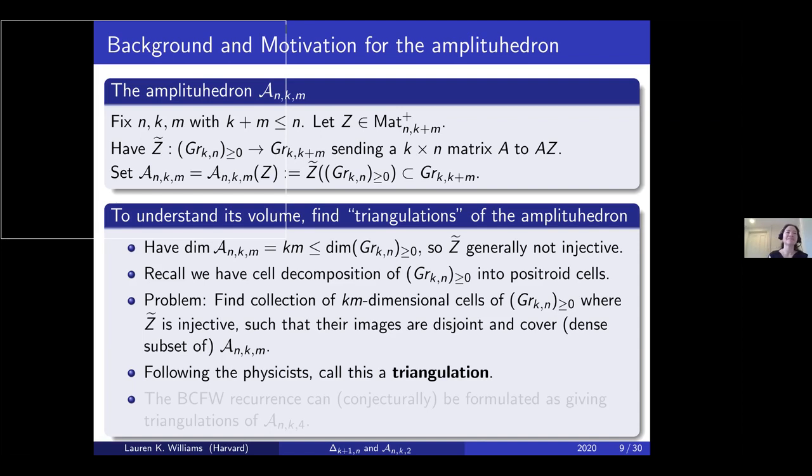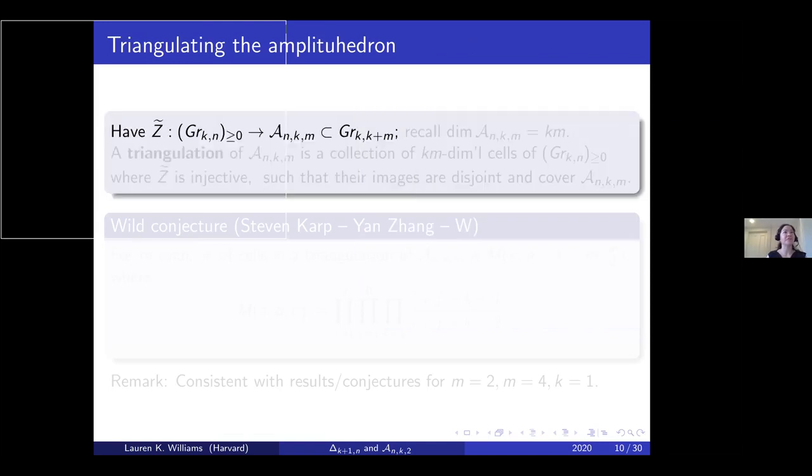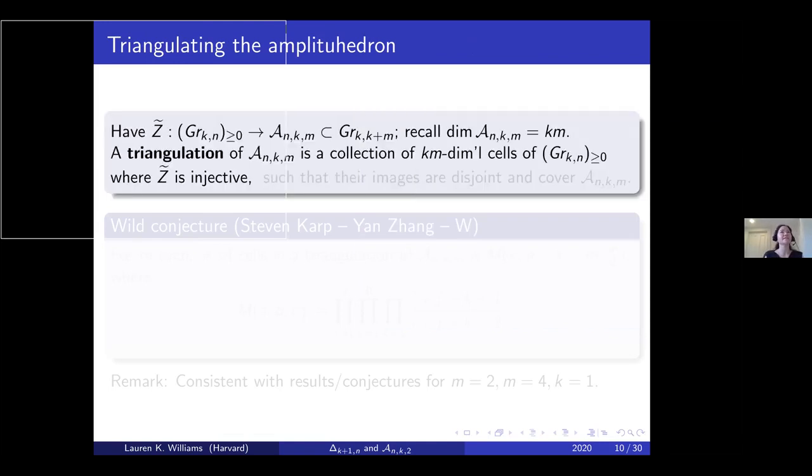Okay. As a mathematician, I have some problems with calling this thing a triangulation, but it's been used enough in this context that I need to stick with this word triangulation. And one significance of these triangulations is that the BCFW recurrence can, anyway, conjecturally, be formulated as giving triangulations of the m equals 4 amplituhedron. Okay, so this is again just a review of the notion of triangulation.